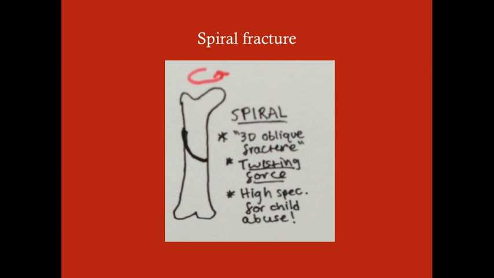So this has a high specificity for child abuse for two reasons. One, children don't engage in activities that cause twisting. Two, if you have a parent who you tell them, okay, your kid has a fracture, and they say, oh yeah, that must have been because my 5-year-old fell off the monkey bars, or my 3-year-old fell off the couch. That's wrong. You don't get a spiral fracture from direct impact. It happens because of a twisting force. You need some torsion involved to get this spiral fracture.